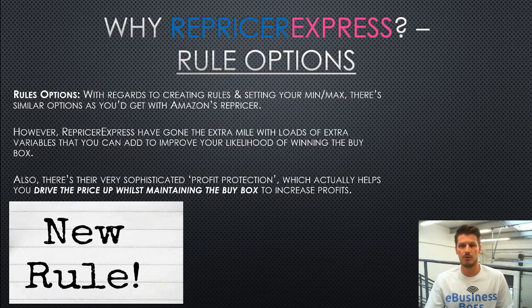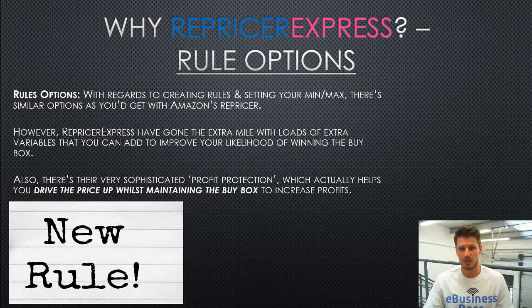The rule options. So like I said, Amazon's automate pricing, you can set up rules and things like that, and they are good. The difference with RepricerExpress is the amount of different variables and scenarios you can factor in and account for. You can create rules for almost anything. It pushes way beyond what Amazon automate pricing can offer, which means you can tailor all sorts of different rules alongside automations, which I'll touch on in a minute. It means you can basically increase sales and improve your likelihood of winning the buy box, all those sorts of things.